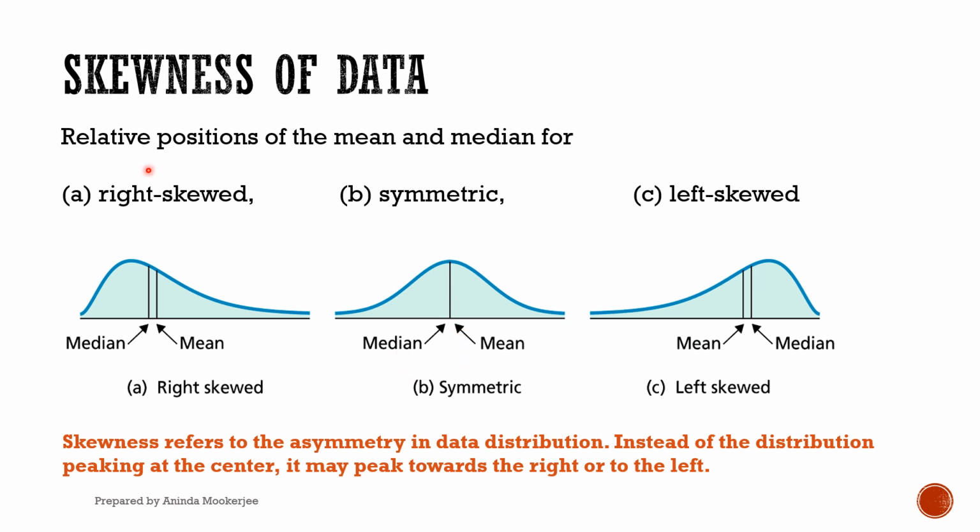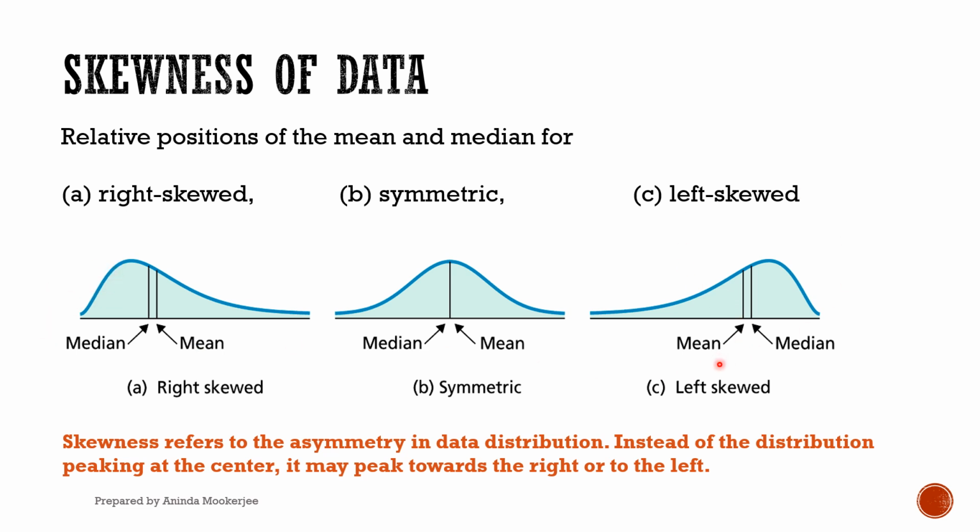Now, a right skewed distribution happens when there is a high concentration of data values on the left-hand side. We see the curve peaks on the left and it has a long tail to the right. That happens when the median is less than the mean. The median is a value which is less than the mean. In that case, we call it a right skewed distribution. Just to remember, the right skewed distribution will have a long tail to the right, and the concentration of data, the peak, will be towards the left-hand side.